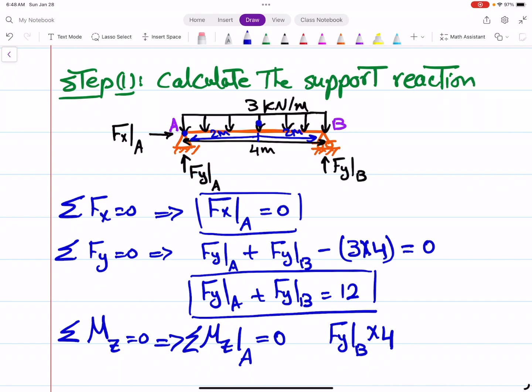So if you want to add this 12, it will be right here in the middle, 12 kilonewton. There is no meter because this is a point load. You multiply the 3 times 4. The 3 has the unit of kilonewton per meter, and the 4 is meter, so you multiply these two, and this will give you kilonewton. So this 12 is kilonewton, and it is acting at the midpoint of the beam.